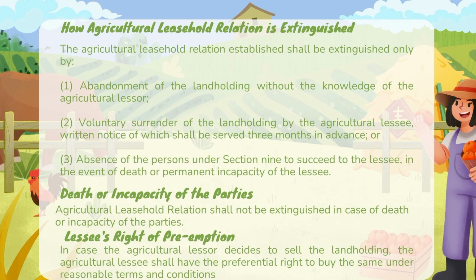In case the agricultural lessor decides to sell the landholding, the agricultural lessee shall have the preferential right to buy the same under reasonable terms and conditions. It means if the landowner decides to sell the land, the farmer has the first right to buy it under reasonable terms and conditions. This is to protect the farmer's livelihood and investment in the land.